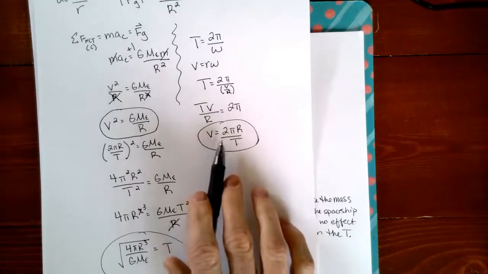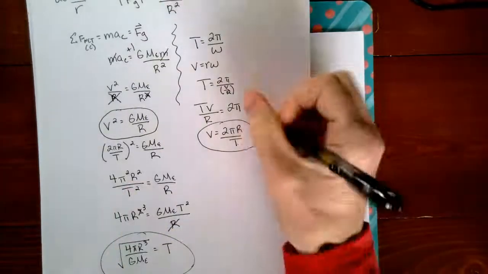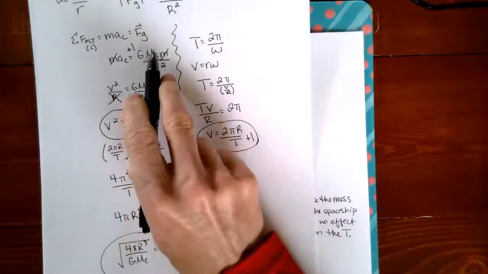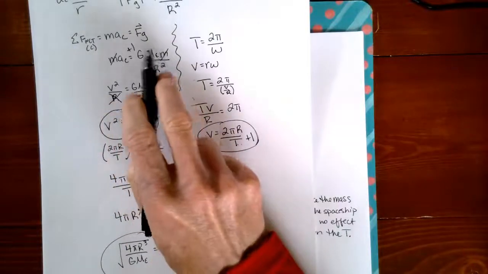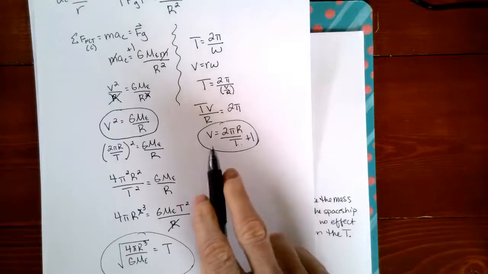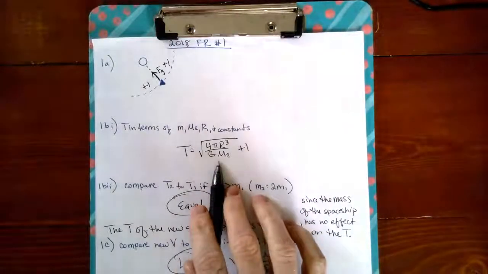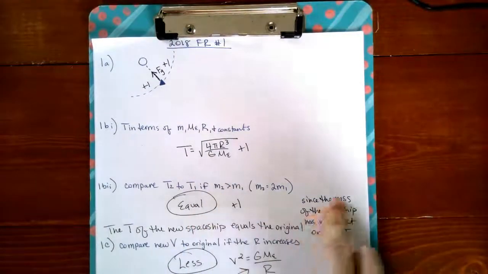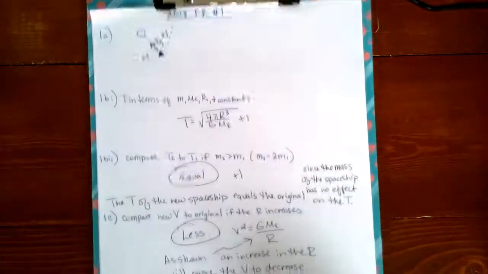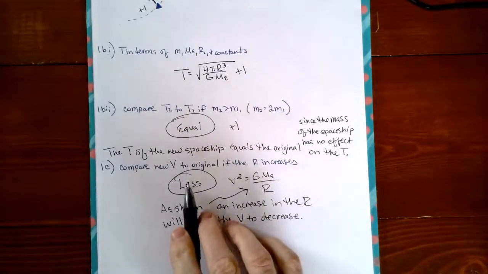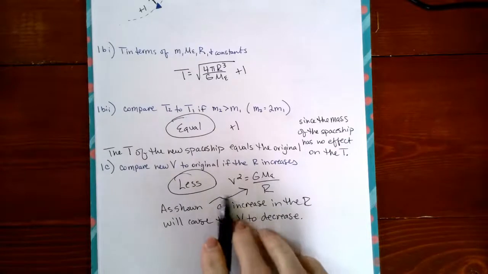1 point for relating these two ideas, 1 point for getting period and velocity involved together, and then 1 point for the final answer. And then it was 1 point for correctly choosing equal and having an explanation, and it was 1 point for saying that the new velocity is less than the original and having a correct response. So that was 2018 free response problem number 1.